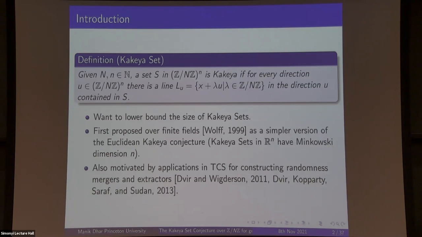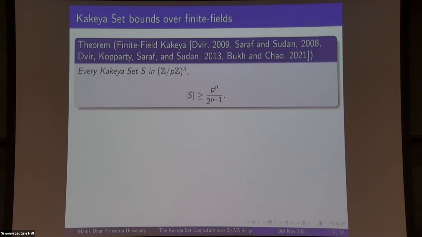All right. So the problem is completely solved over finite fields. In particular, when n is prime, we know that Kakeya sets have size at least p raised to n by 2 raised to n minus 1. It's worth stressing that if you make p large, for any n, the set occupies essentially the whole space up to a constant depending on the dimension. This bound is sharp. There are some lower order terms which we don't completely know, but the highest order term is sharp.